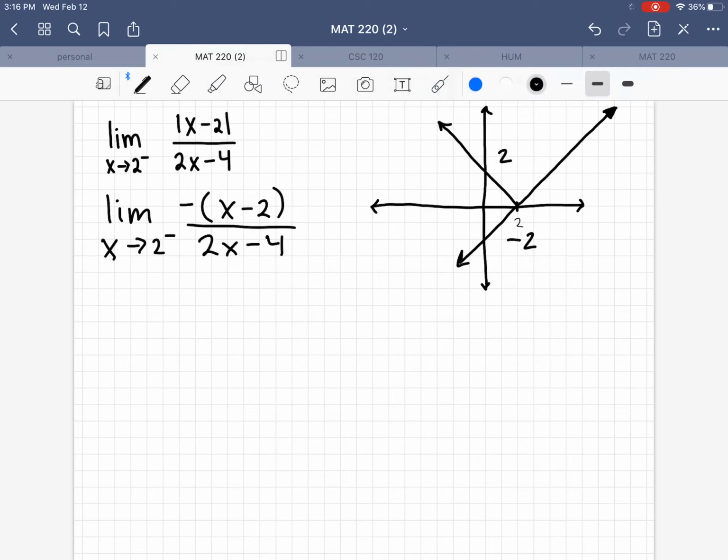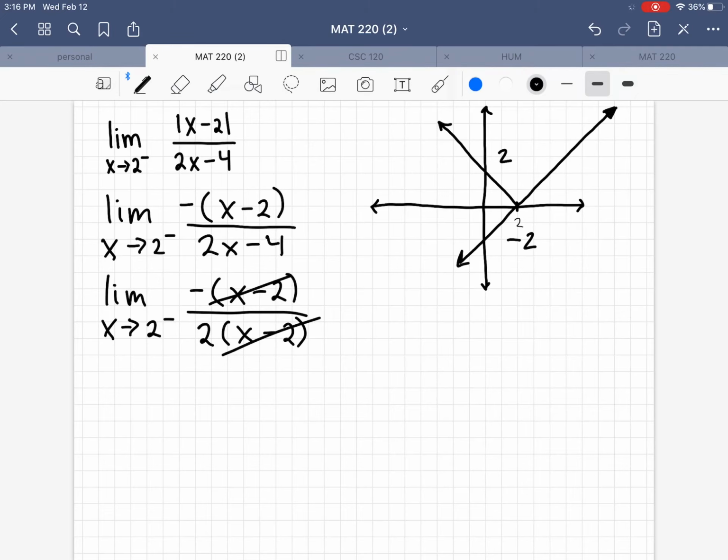Once you have that, this problem is pretty easy from there, because then we can just take our limit as x approaches 2 from the negative. Of course, we're going to keep that up there on top. And then down here, we can just pull out a 2. We'll have x minus 2, and we'll look at that. Our x minus 2 will divide out. We'll be left with the limit as x approaches 2 from the negative of negative 1 over 2. And so there we are. There is our answer.